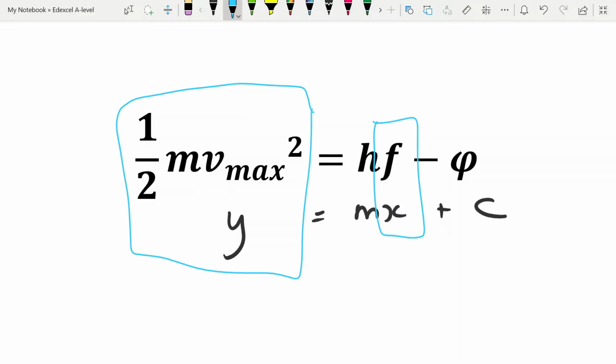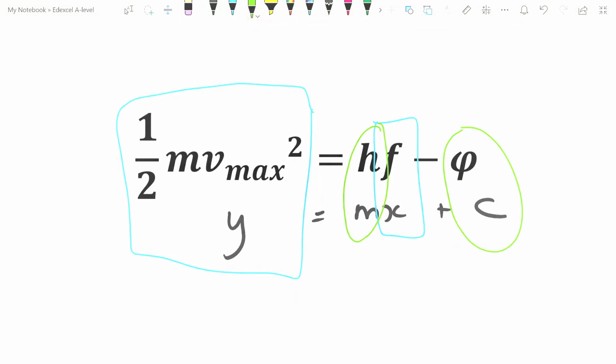We plot those on a line, and we should see that the gradient of that line is the Planck's constant, 6.63 times 10 to the minus 34, and the intercept will be a negative intercept, and its value will be the work function of the metal. And that's exactly what they did over and over and over again to see if they could confirm Einstein's idea.